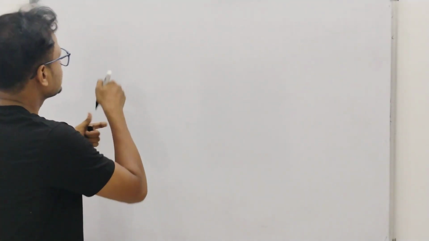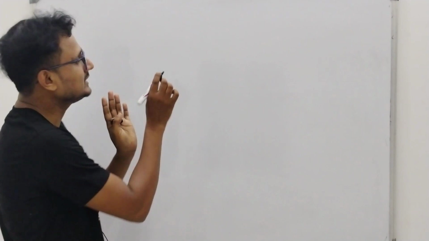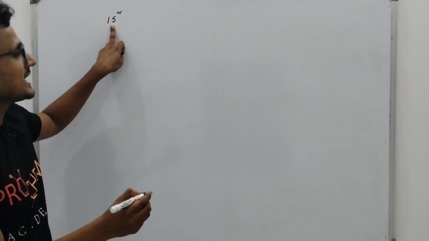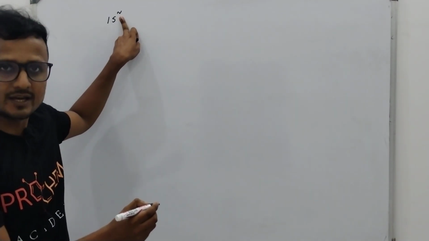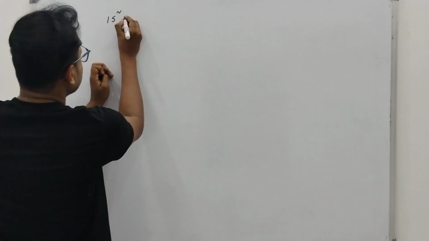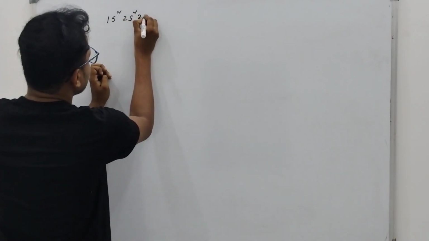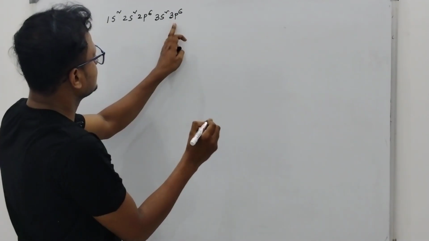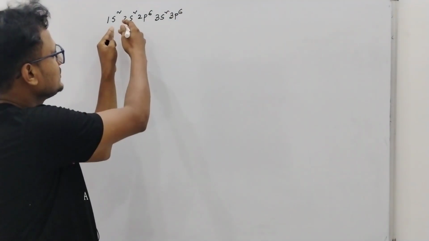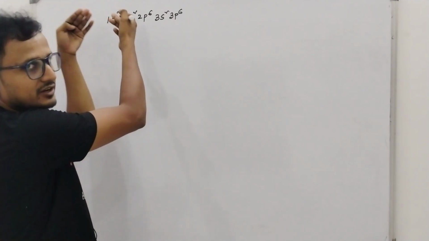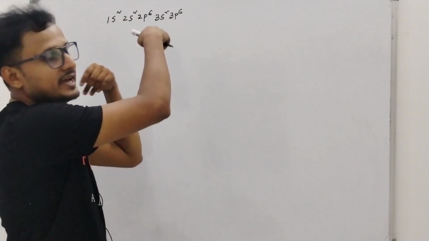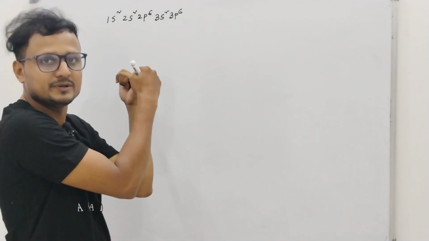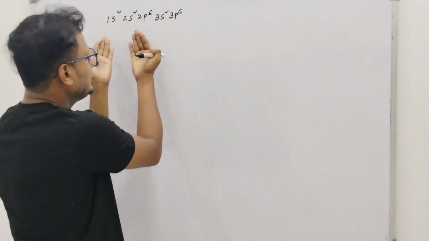Starting with this, we just have to remember this one: 1s is the orbital which can have a maximum of 2 electrons. So this is 1s2. Next is 2s2, 2p6, 3s2, 3p6. We have to fill up the electrons according to this order. That means the 1s orbital will be filled up first, then the electrons will go to the 2s orbital. Again the 2s orbital will be filled up first, meaning a maximum of 2 electrons can be in the 2s orbital, then the 2p orbital. Like this it will go.